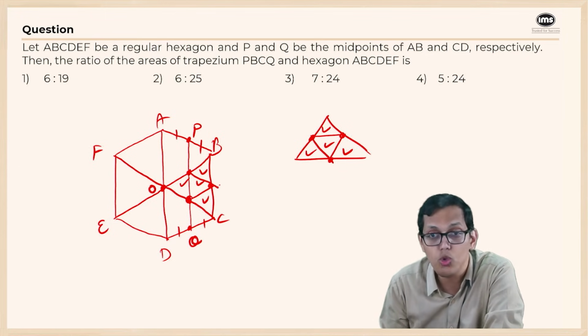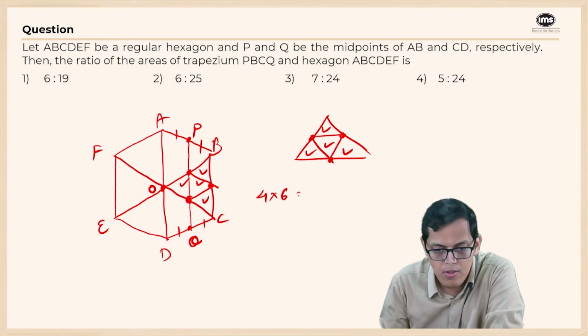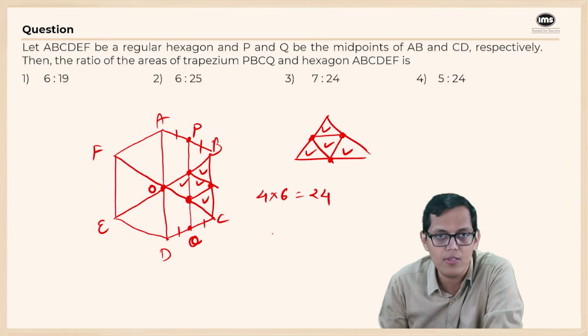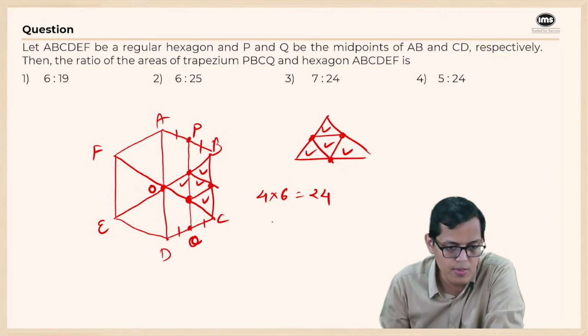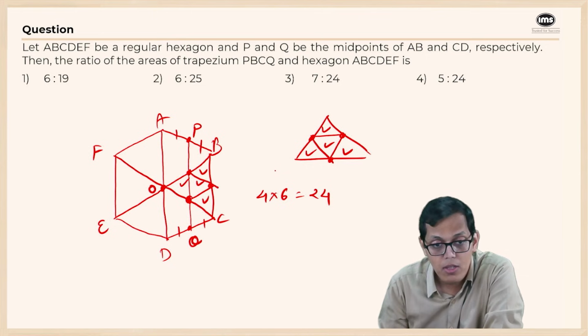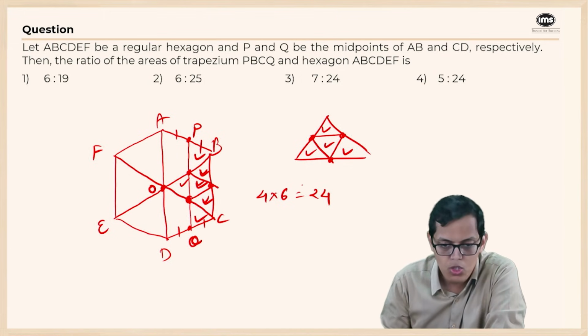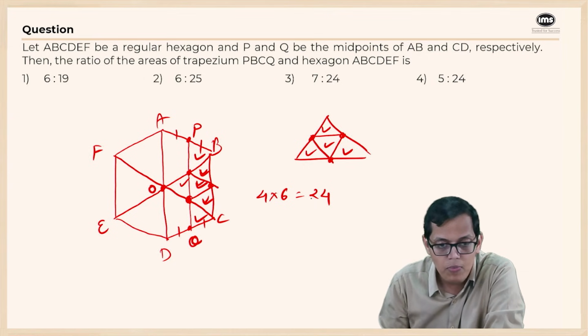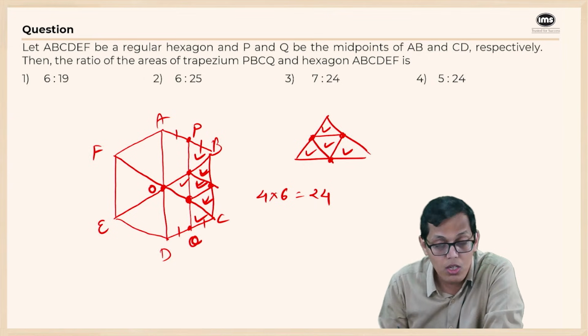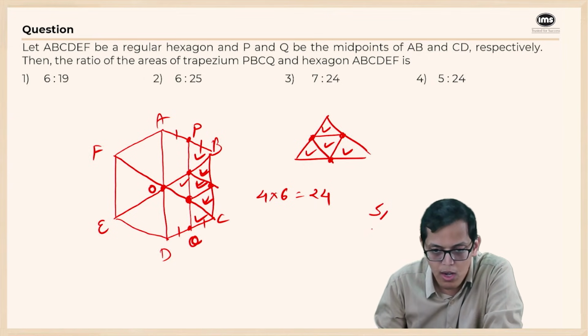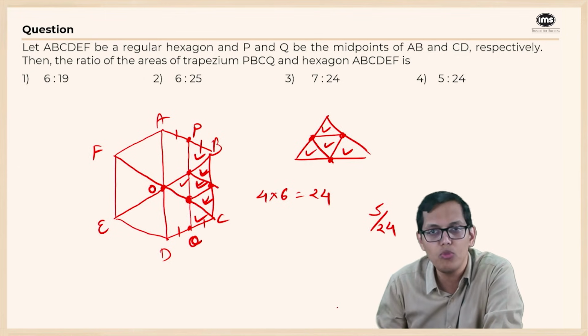Now triangle OBC has 4 parts. That means the entire hexagon should have 4 into 6, 24 such parts, 24 such small triangles. Our trapezium PBCQ had actually 1, 2, 3, 4 and 5 such parts. So out of 24 parts in which the main hexagon was divided, trapezium PBCQ covered 5 parts. So 5 out of 24, option number 4 becomes your answer.